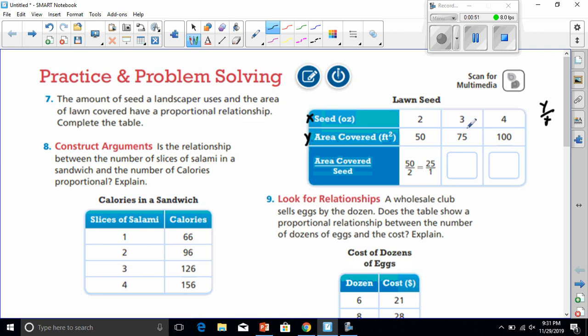So it's 25. Now 75 over 3, and that's also going to be equal to 25 over 1. Why? Because 75 divided by 3 is 25. And lastly, 100 over 4 is also going to be equal to 25 over 1.